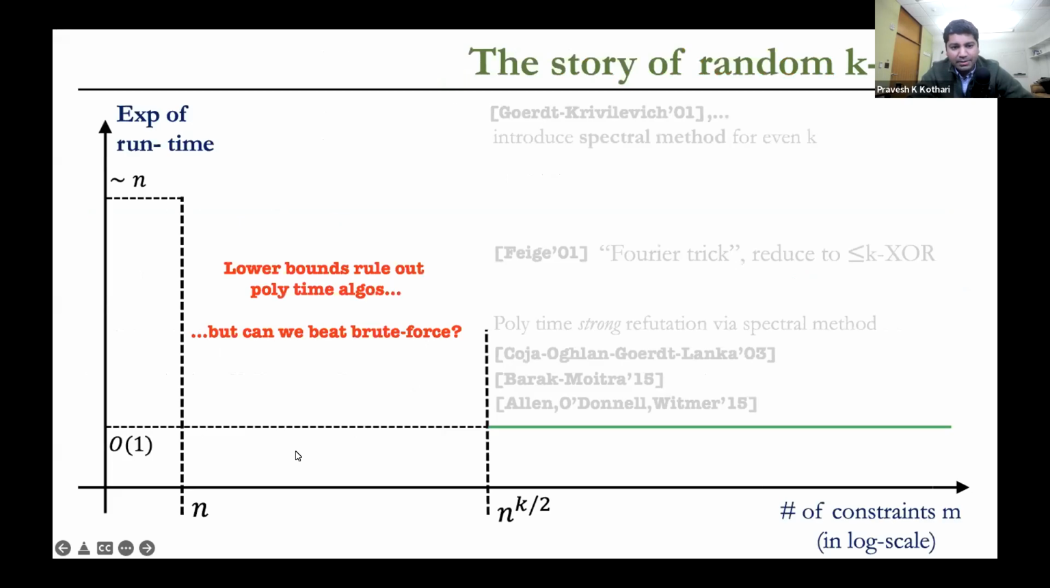Instead, I will move on to this story that we were looking at. I told you a little bit about the right-hand side, the right-hand side to n to the k/2 threshold. But let's come back to the left-hand side again. We said that there are no polynomial time refutation algorithms, at least in these basic proof systems. But it still doesn't rule out the possibility of beating brute force. Can we still get sub-exponential algorithms? I'll tell you a little bit about how we can and what happens.